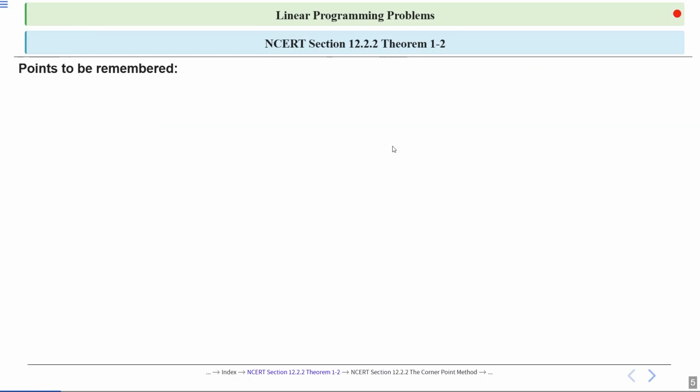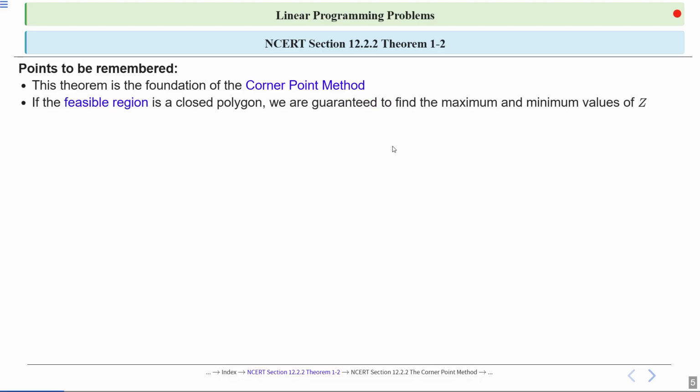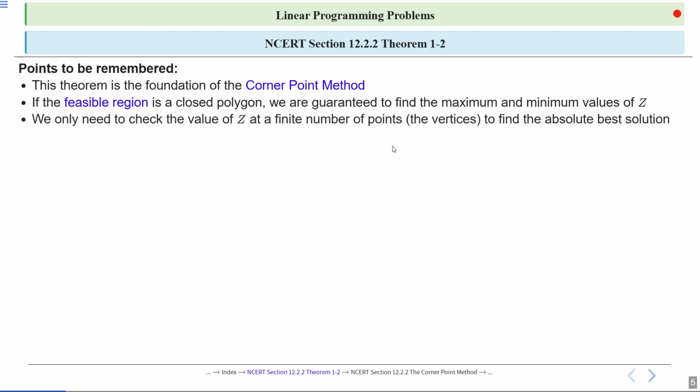Clear? Now we discuss the following points to be remembered. The corner point method relies on this theorem, which ensures optimal solutions occur at vertices of feasible regions. So when the feasible region is a closed polygon, the objective function Z will reach its maximum and minimum values at the vertices of the polygon. So we only need to check the value of Z at a finite number of points, the vertices, to find the absolute best solution.